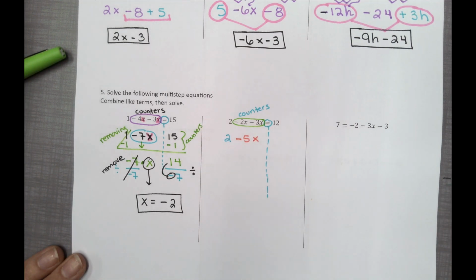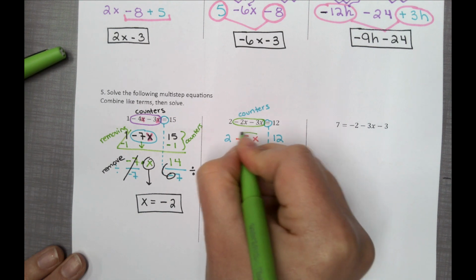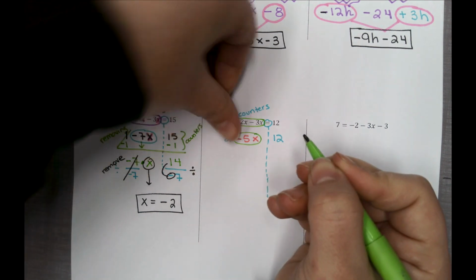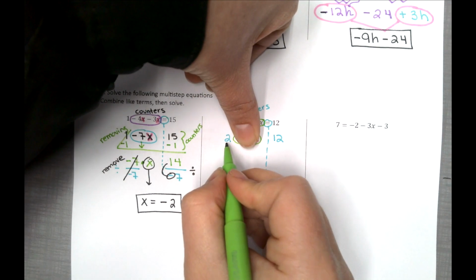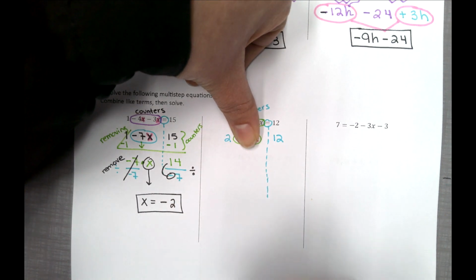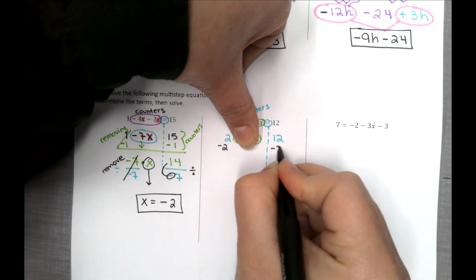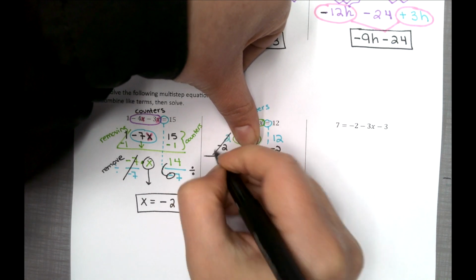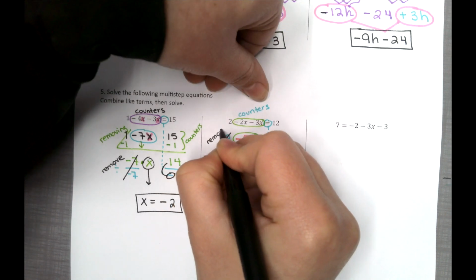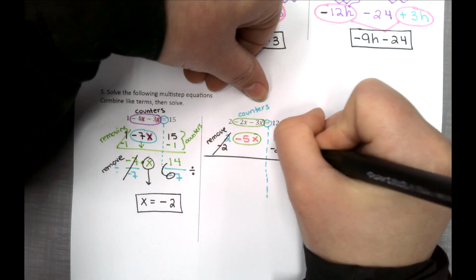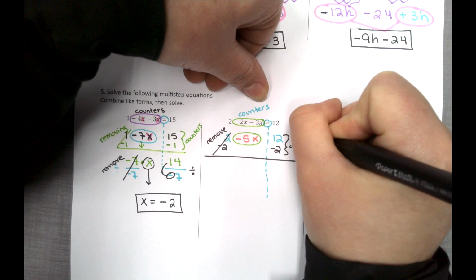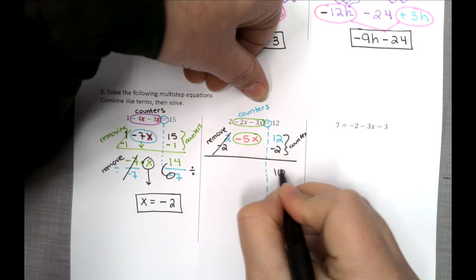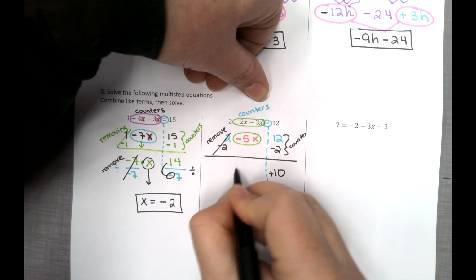Bring down the 12. Again, this is now a two-step equation, so we're going to circle this -5, take my finger, cover it. I see a positive 2, so I'm going to be subtracting 2 on both sides. On one side, our task is to remove. Here is counters. So 12 take away 2 is 10 positive. You can do a plus positive if you'd like.